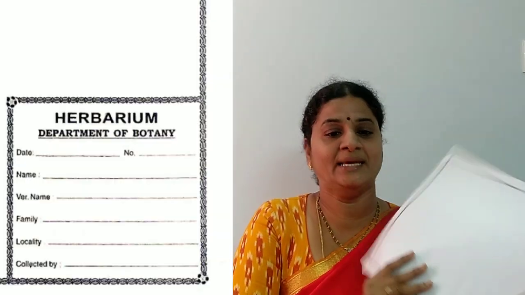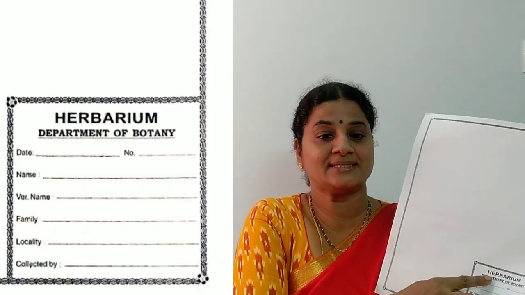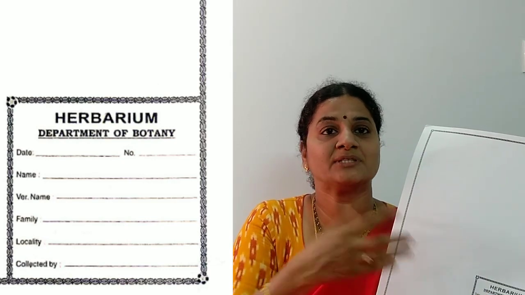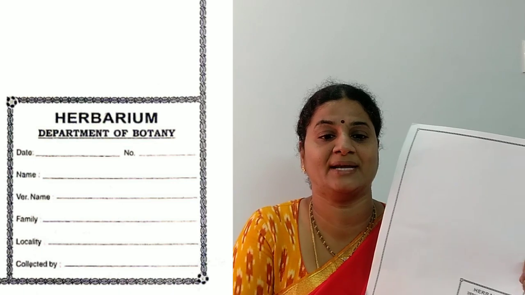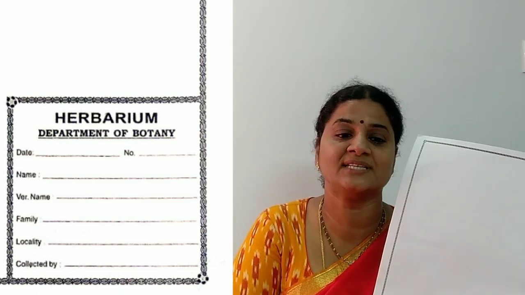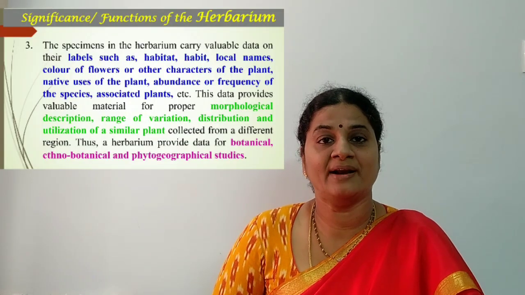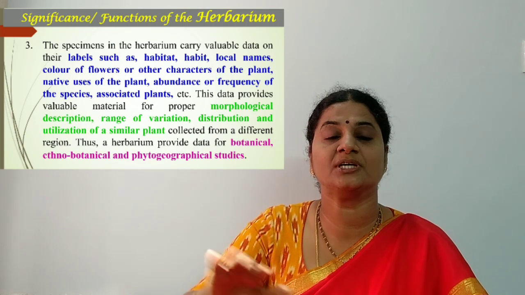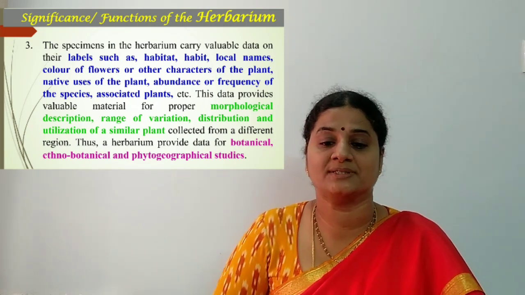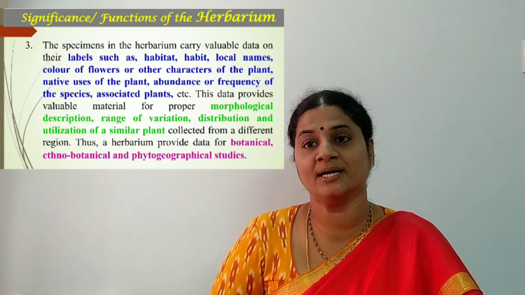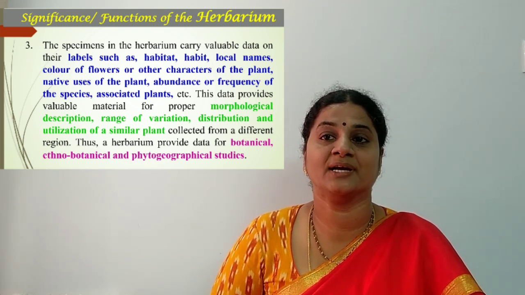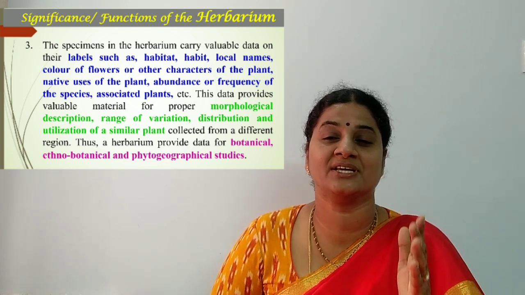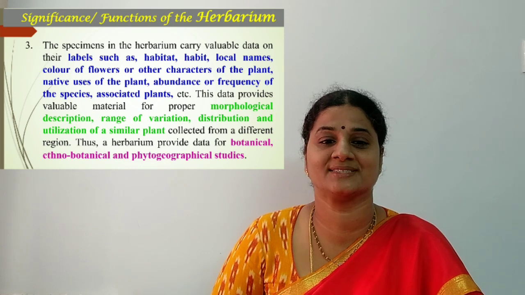These specimens, I have already told, the herbarium sheet contains a label. This label has habitat and local names and family, color of the flowers, other characters of the plants, native plants and abundance, frequency of occurrence and associated plants, everything it has. So this data will provide valuable information for the morphological description and range of variation, distribution and utilization of the same plant at various places. So it is very useful for botanical, ethnobotanical and phytogeographical reasons. Distribution of a particular species in various areas can also be studied using this.